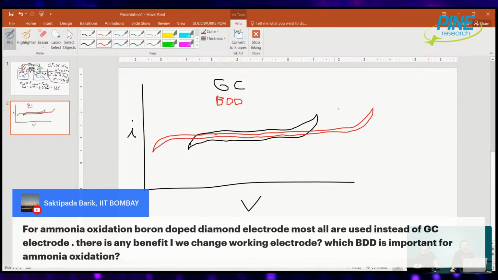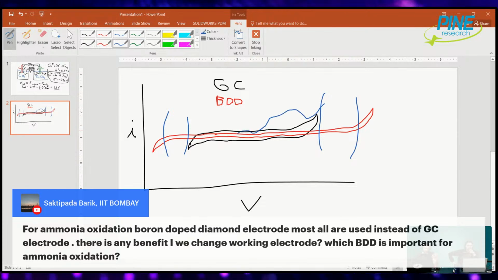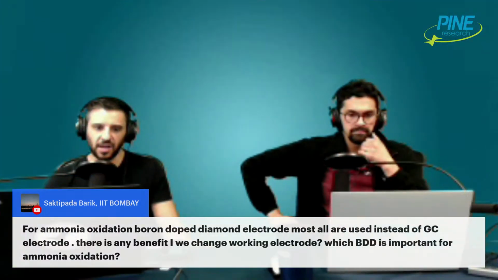So for example, if you have a reaction that takes place here or here, glassy carbon won't work too well because it's already doing oxygen evolution or hydrogen evolution. But BDD might be good because it's still sort of background current. And if you have small peaks in your CV, the glassy carbon is adding more of its own background current and the BDD is adding less. So that's kind of the idea.